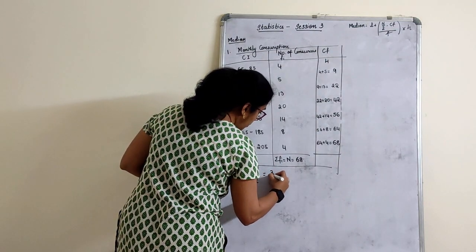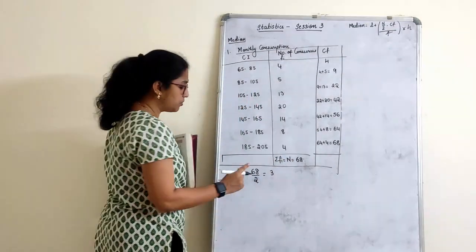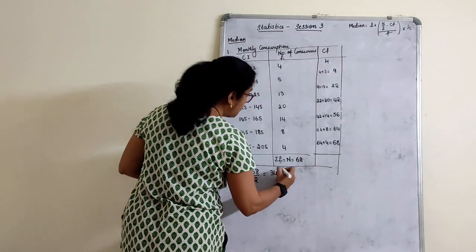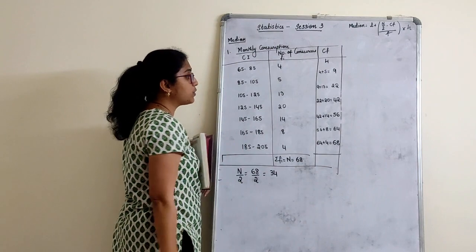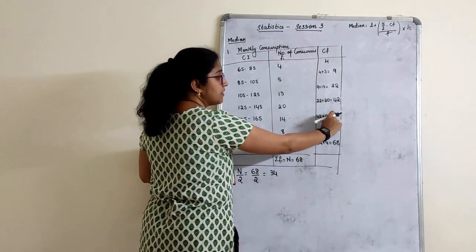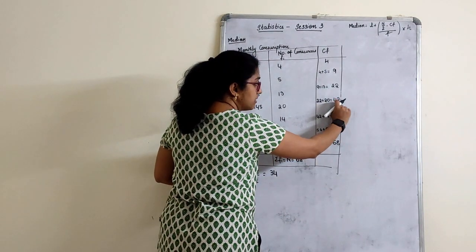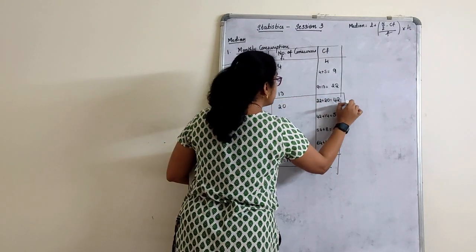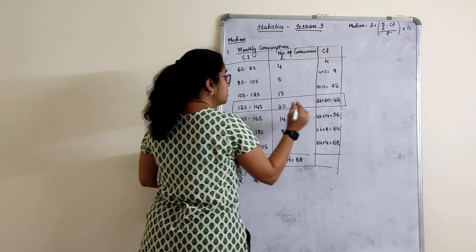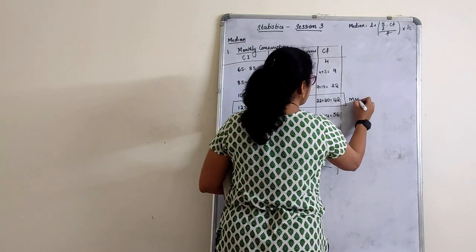So 2, whatever you get, decimal, whatever you get. 2 3s are 6, 2 4s are 8. Where 34 lies in the cumulative frequency part, you have to see. See, 34 lies in this and this. But here it lies first in 42, right? So this is my median class.